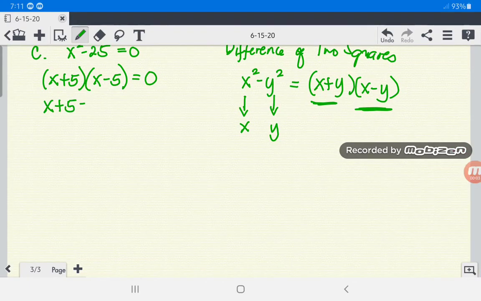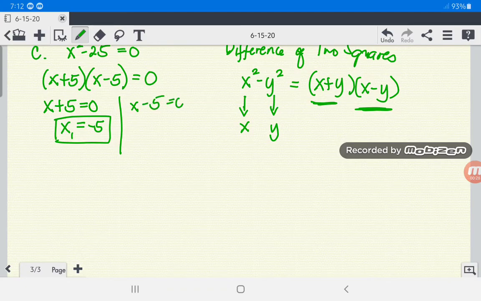Then, equate each factor to 0. x plus 5 equals 0. Now, you can subtract 5 on both sides of the equation, or you can transpose 5 to the right side. If you transpose, you change the sign from positive to negative. So, we have negative 5. That is the first solution. For the second solution, x minus 5 equals 0. Again, you add 5 on both sides of the equation, or you transpose. If you transpose, change the sign of 5 from negative to positive. So, the second solution is positive 5.